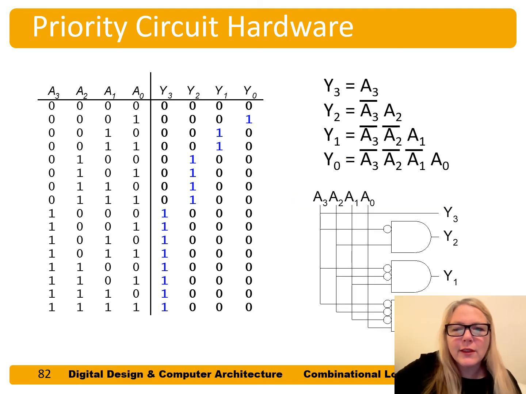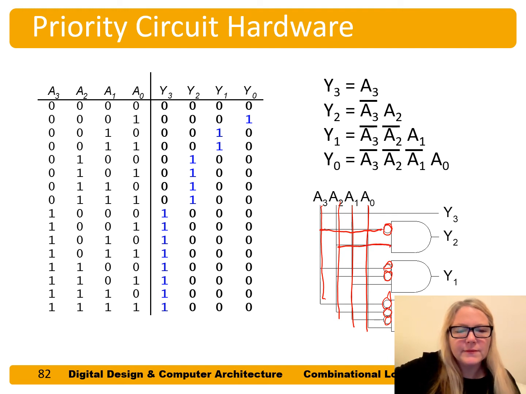And I wanted to show another way of doing this. We just show the true form of a3, a2, a1, and a0 coming down, and then we can put bubbles on the inputs to indicate the inversion. And so we have a3 bar and a2, for example.